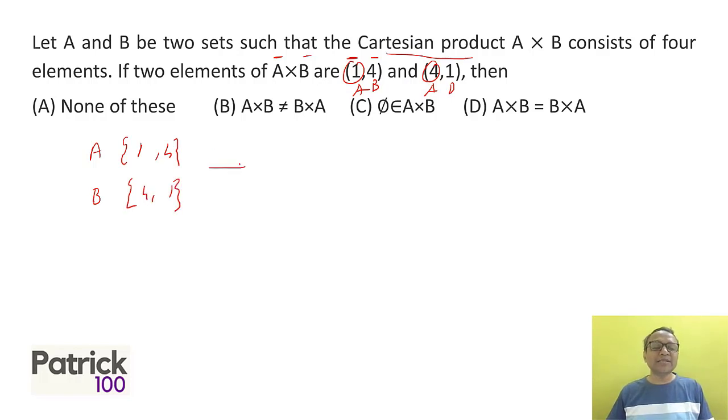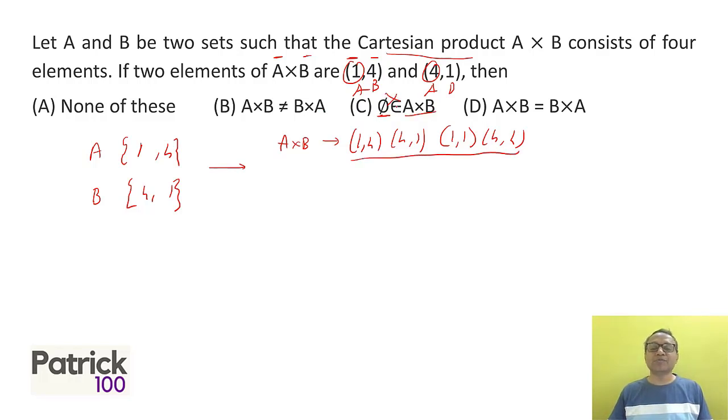Now look at all the sets that can be made from this. If you look at A cross B, it can be (1, 4), (1, 1), (4, 4), (4, 1). That's 4 elements, including (1, 4) and (4, 1), which are already given. You will also have (1, 1) and (4, 4). So these are part of A cross B. Then, is the null set part of A cross B? No, there is no null set in A cross B.